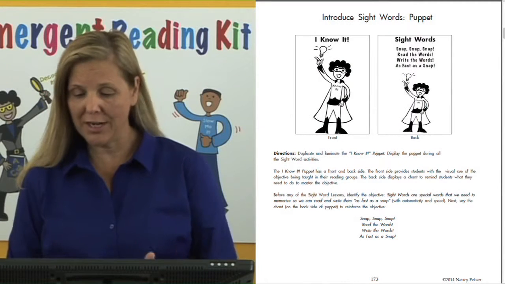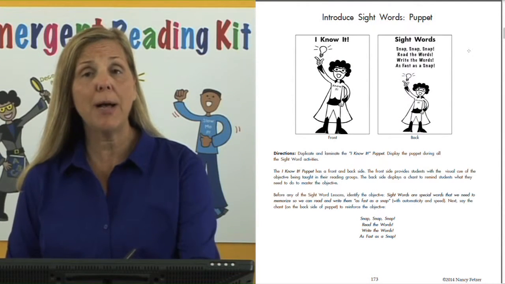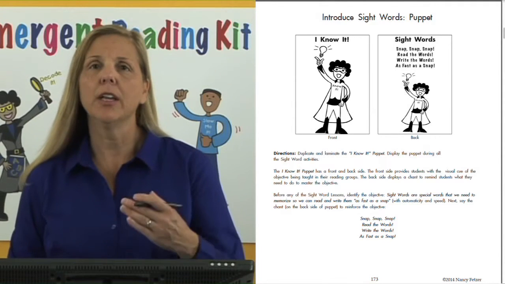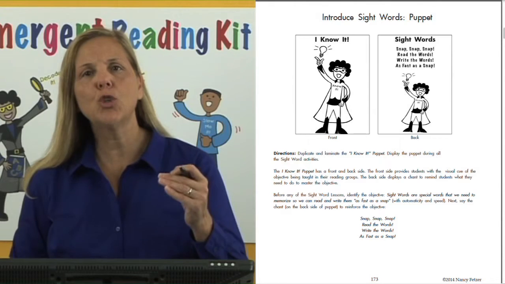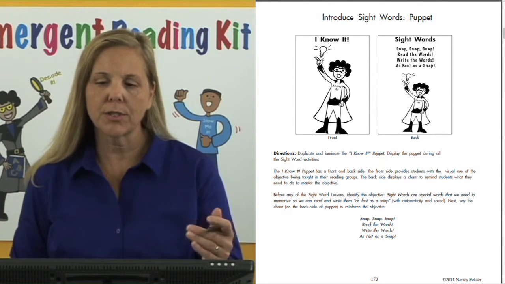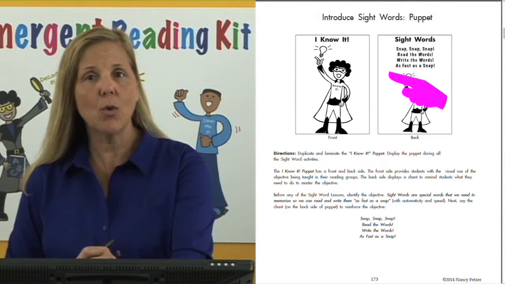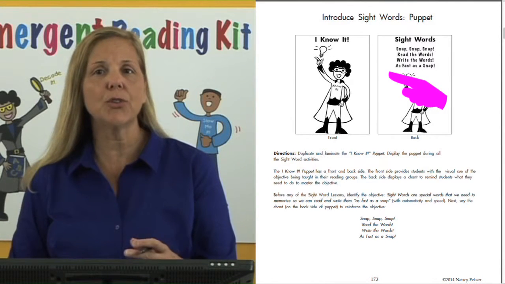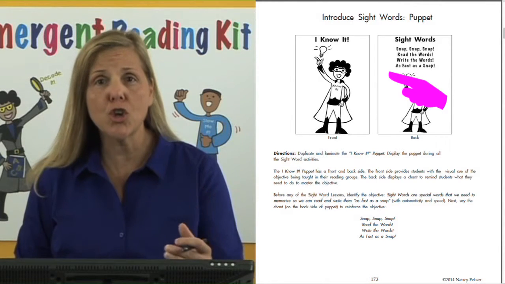Please turn to page 173. Notice on this page, you will see the puppet that we use in order to teach students the strategy of how to read sight words. On the front part of this puppet, you will see the "I know it." That's the phrase that we tell students. When you see a sight word, that's a word that you should know.